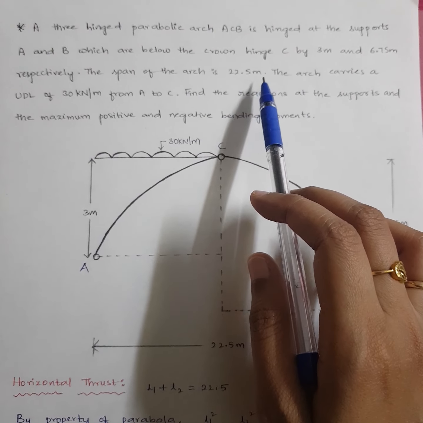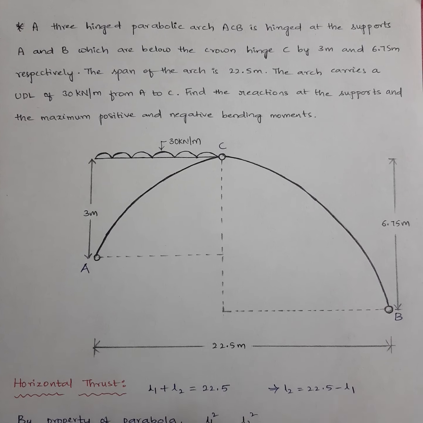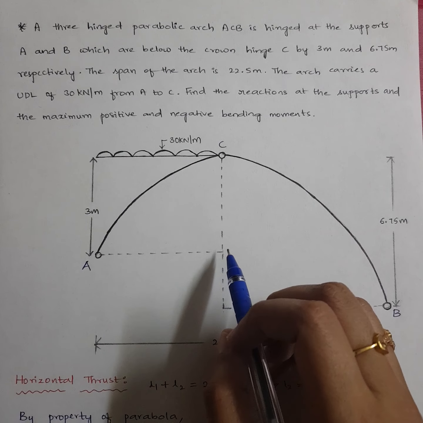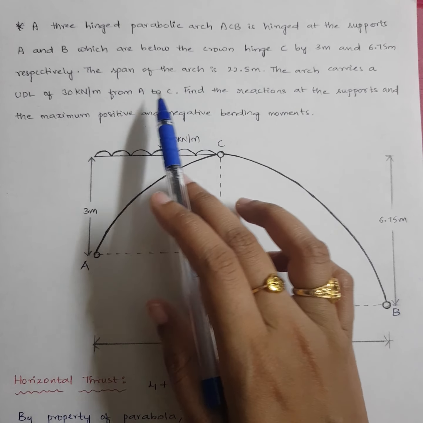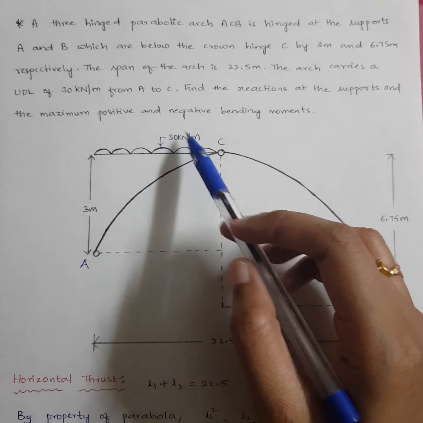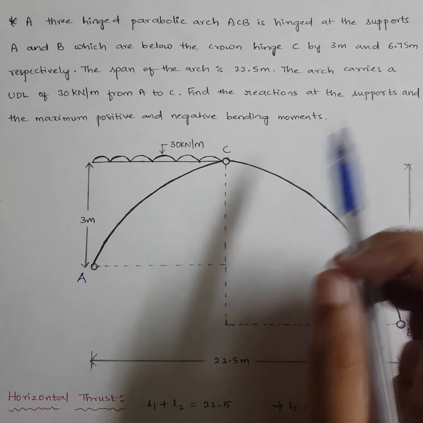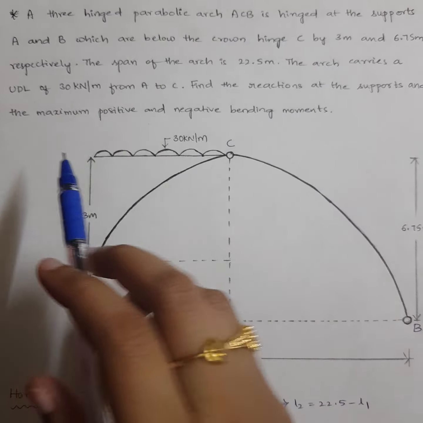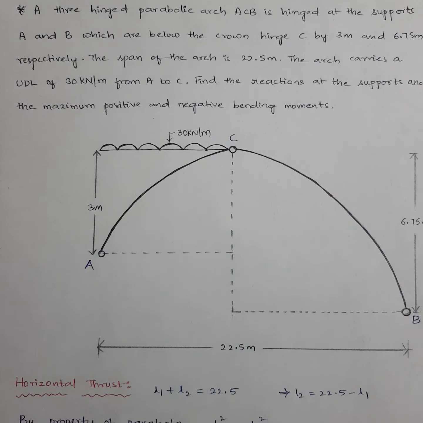The span of the arch is 22.5 meters. So the complete span of the arch is 22.5 meters, but it's not given to us what is the distance from A to C and what is the distance from C to B. The arch carries a UDL of 30 kN per meter from A to C. So from A to C there is a UDL acting with the intensity of 30 kN per meter. He is asking us to calculate the reactions at the supports, meaning at A and B you need to calculate the reactions, which are RA and RB, and also the maximum positive and negative bending moments we will see. So now we'll continue with the solution.